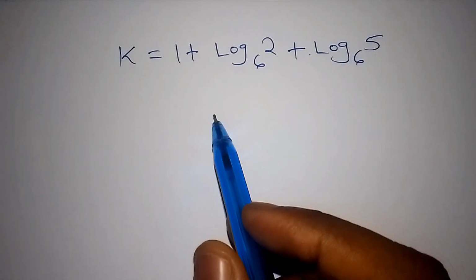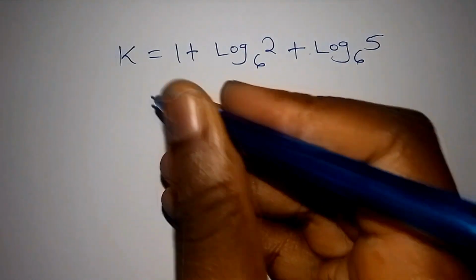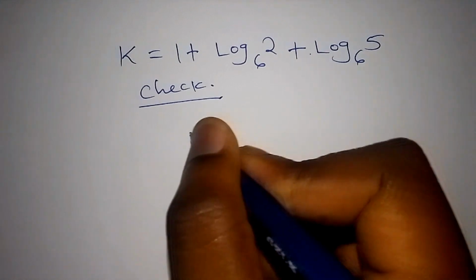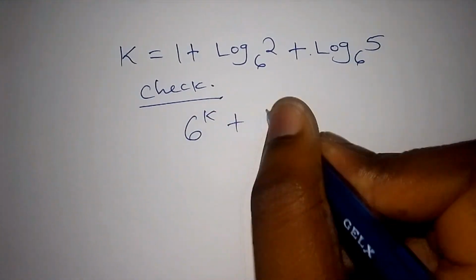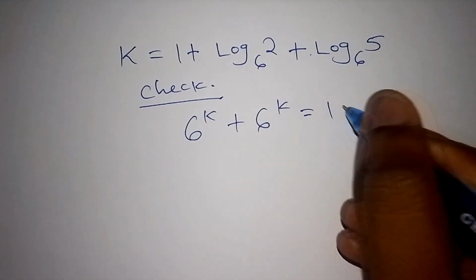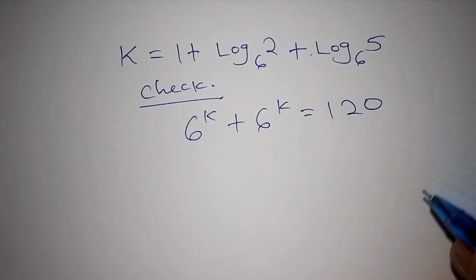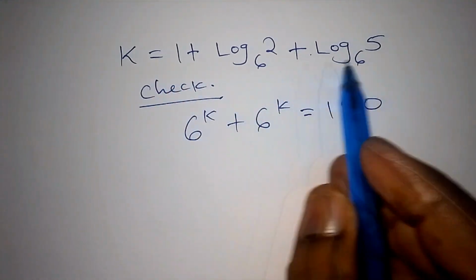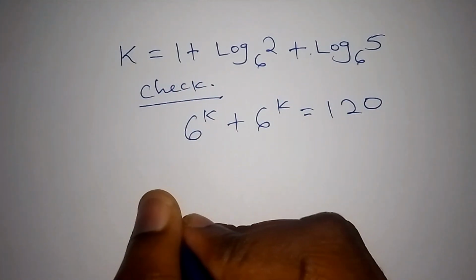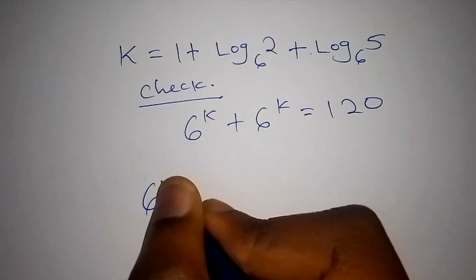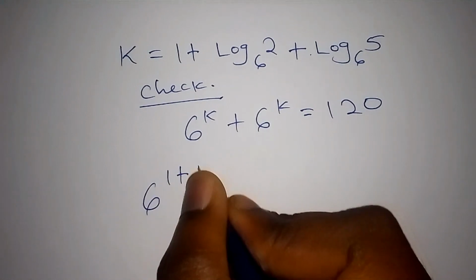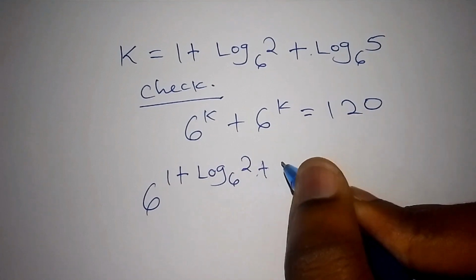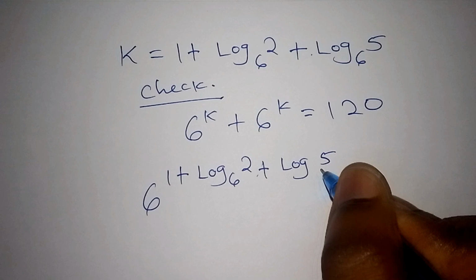So from here now we can confirm if our answer was right. So let's check if the answer was right. So we had 6 to the power of k, then plus 6 to the power of k is equal to 120. So where there is k, we are replacing it with the answer that we've got. So now we can say 6 to the power of 1 plus the log of 2 to base 6, then plus the log of 5 to base 6.